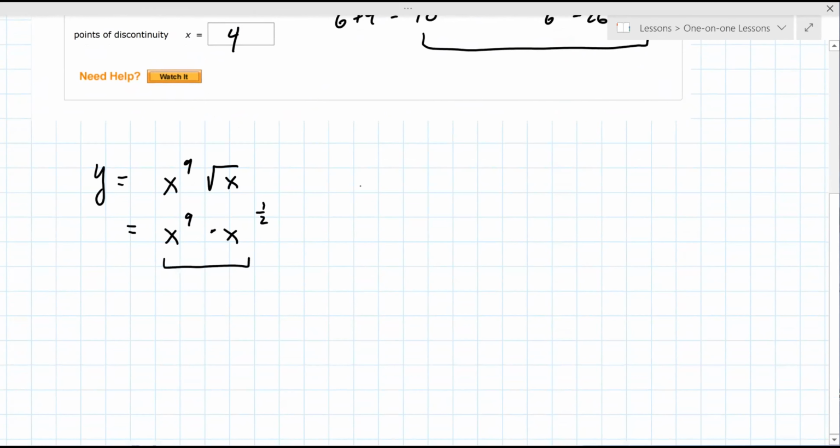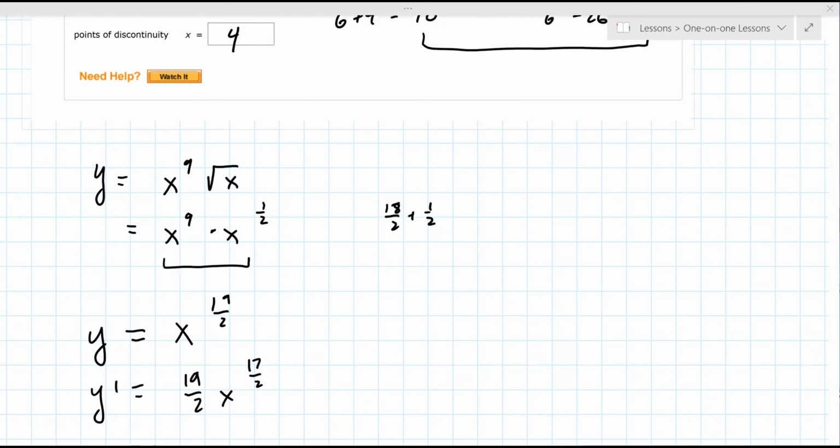These have the same base, so you add the exponents. So it's 18 over 2 plus 1 half, so it's x to the 19 over 2. And then when you take the derivative, it's 19 over 2 x to the 17 over 2. So you were trying to apply the product rule, which actually does end up producing exactly what we just had here. It's just that that's not what they wanted. Okay, so I'm going to submit that and see if that works. Then I'll reshare that screen again if needed.